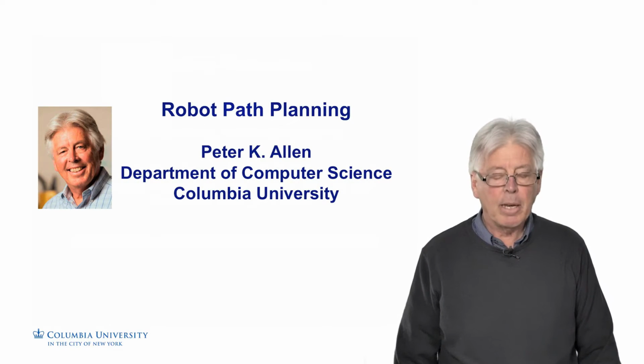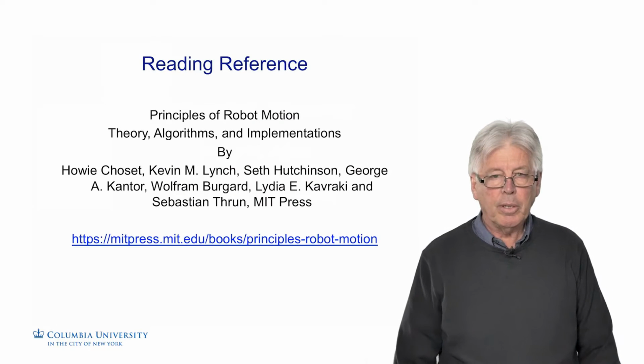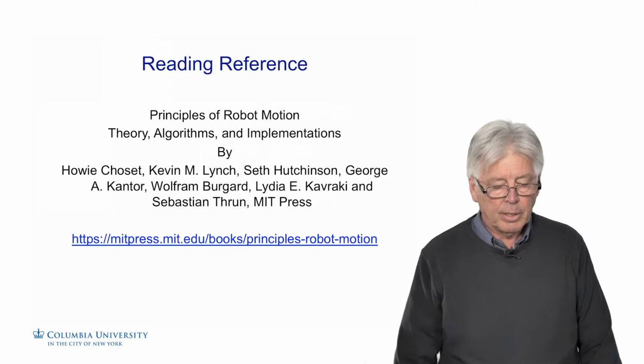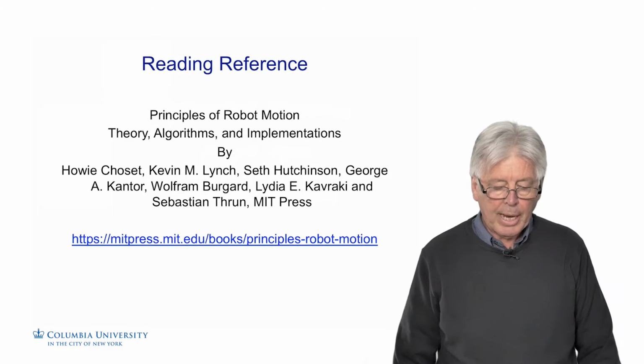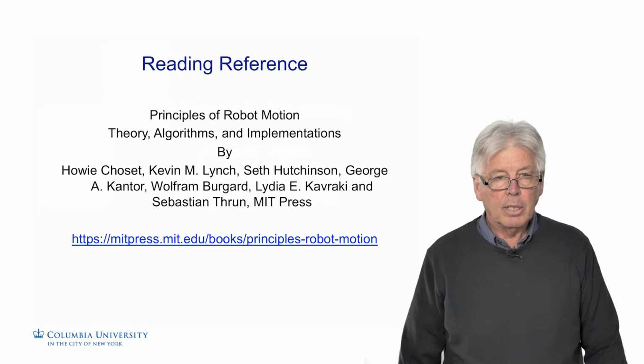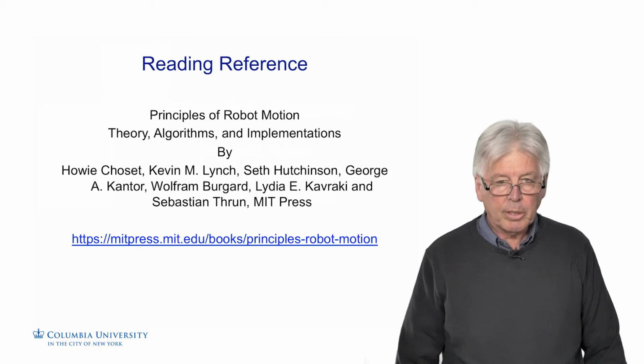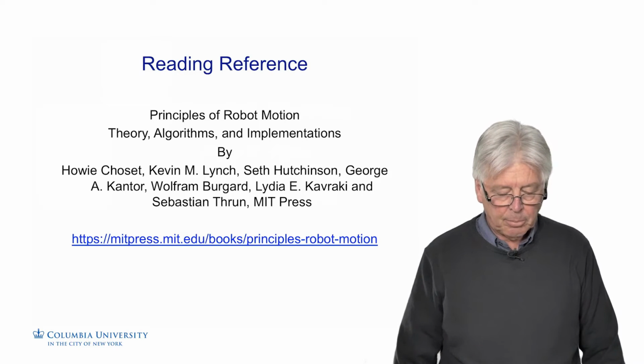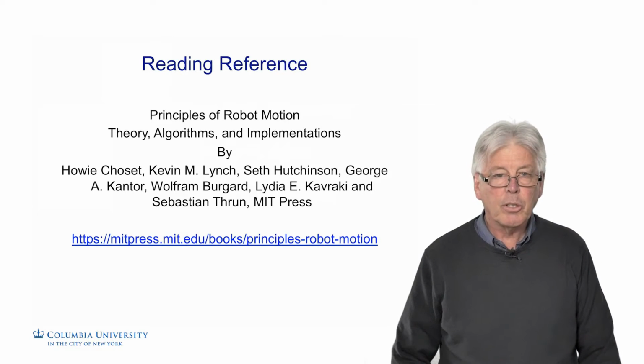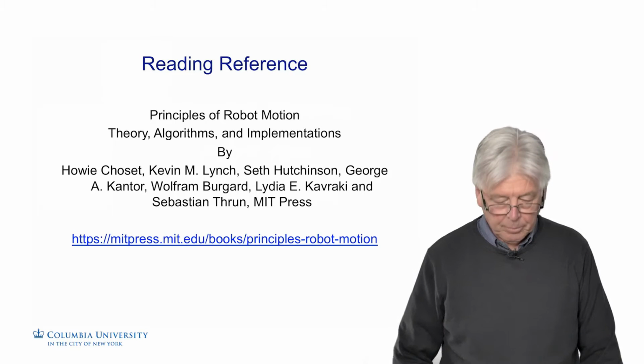I'm going to talk today about robot path planning as part of the AI course, and I want to talk about some things which are very important. There's a reading reference, Principles of Robot Motion: Theory, Algorithms, and Implementations. It's by a star-studded group of robotics people. You can look at it online, buy it if you need it, but a lot of the material we're going to cover is in this book.